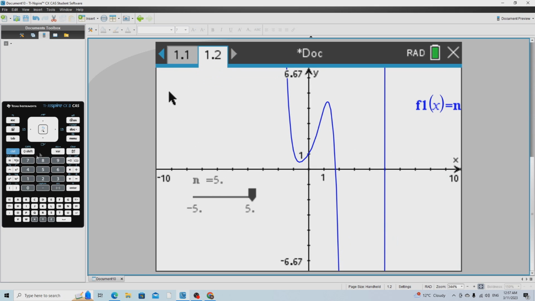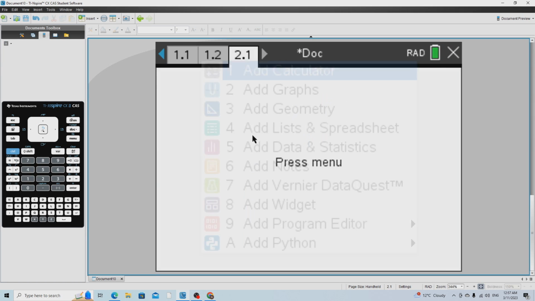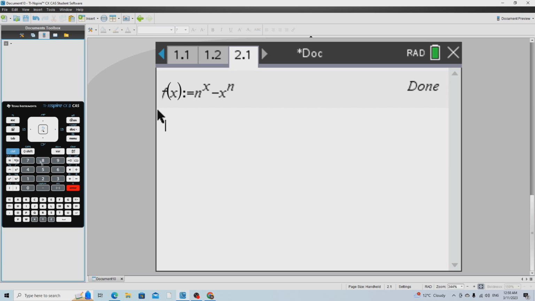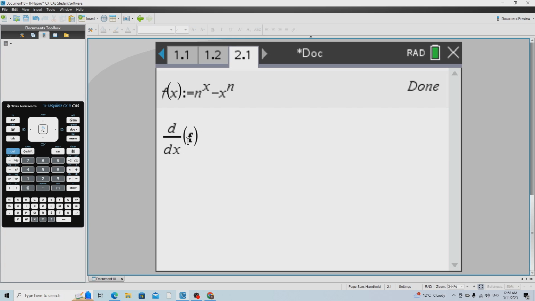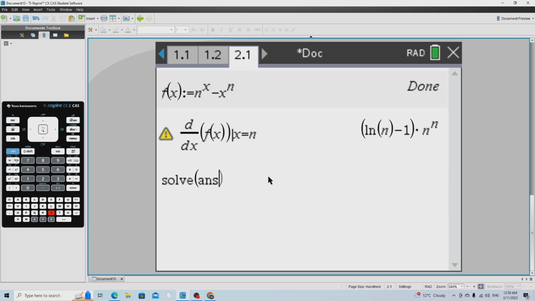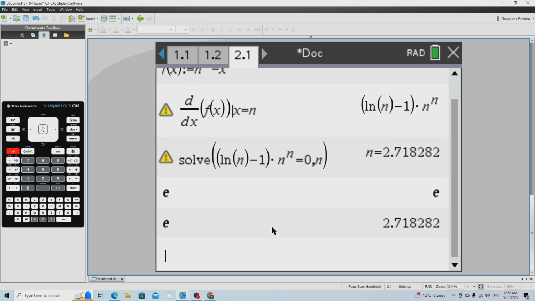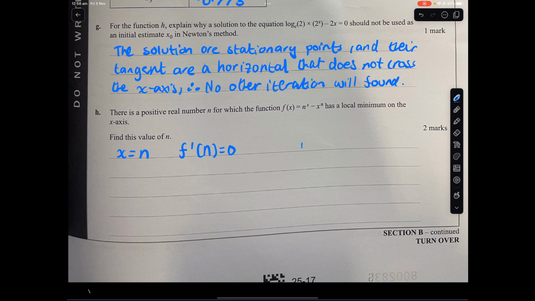I'm just going to make a new problem because I don't want to mix those up. Again, I want to define f of x as n to the power of x minus x to the power of n. I know that we're saying the derivative of f of x at x equals n should equal 0, comma n. So n is equal to 2.7123. It just says find the value of n, not in decimal places. Wait, isn't it just e? If I put e, 2.71. Why does it not give me e then? So n equals e. N is just equal to e.